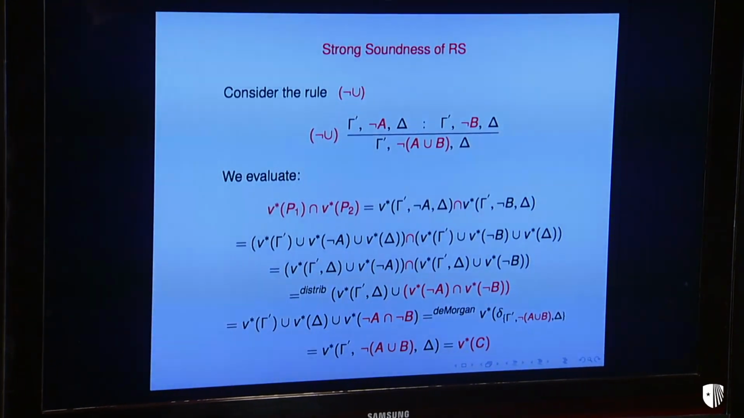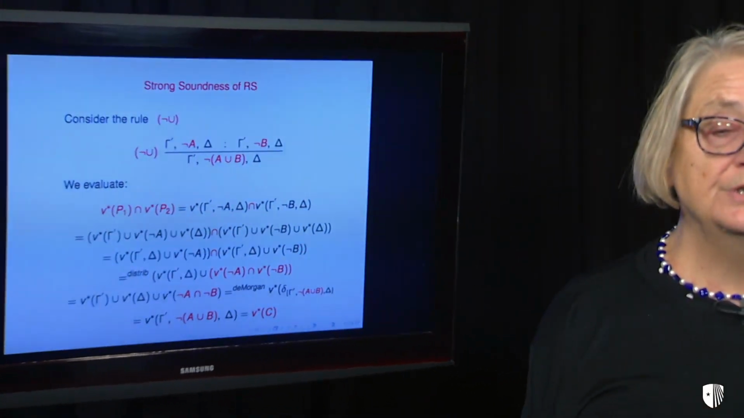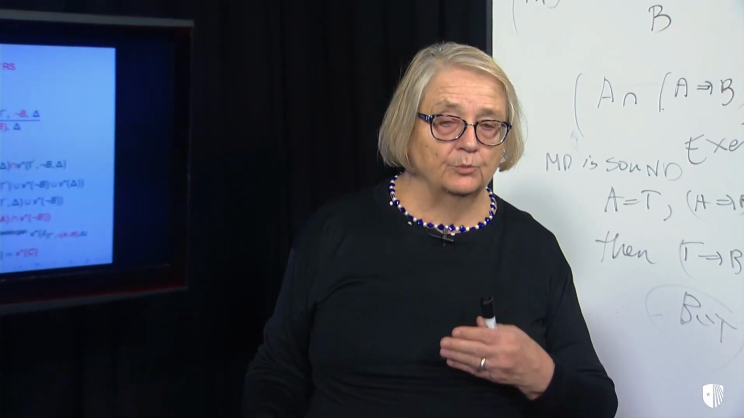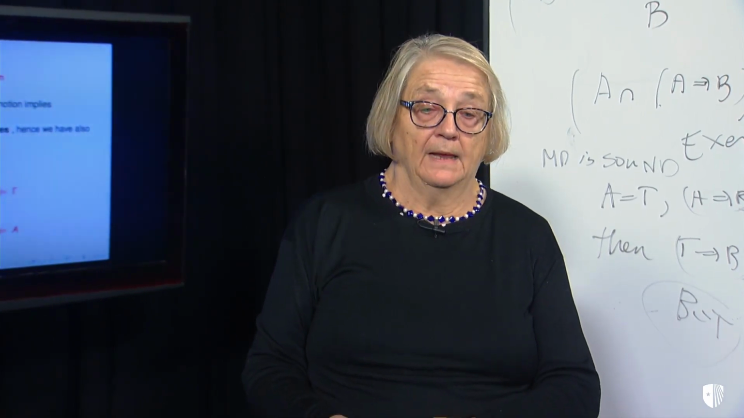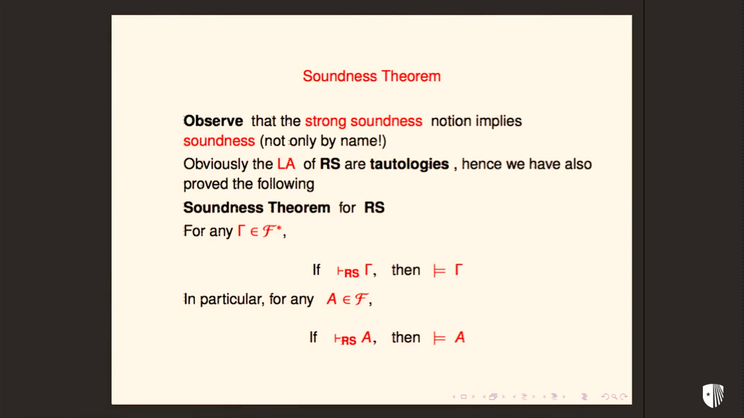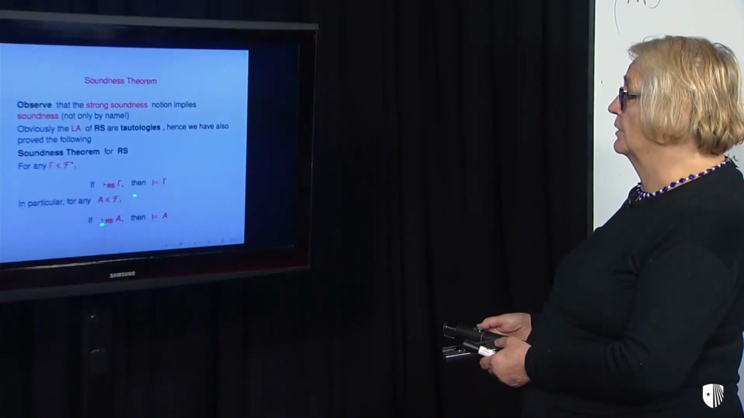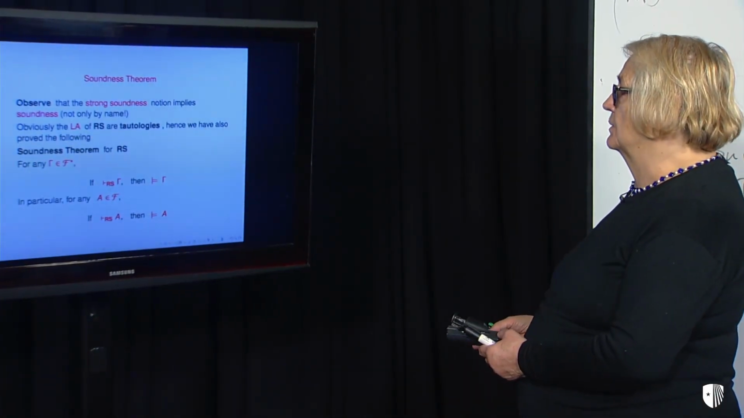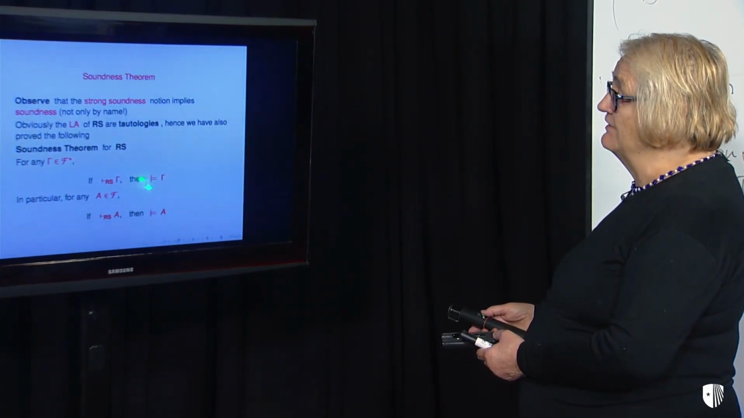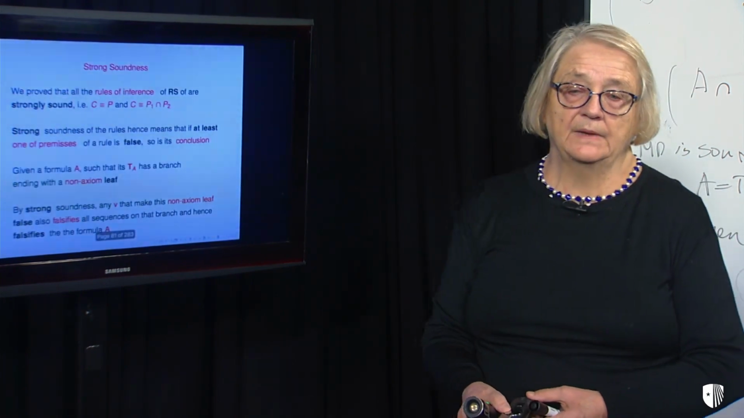Again, you need the distributivity law, and you need the De Morgan law to prove the soundness of the rule. And strong soundness, of course, implies soundness, and we have a strong soundness theorem for our system. If A has a proof, then A is a tautology, and in particular for the formula. So you also have strong soundness, and here you have if and only if for strong soundness.